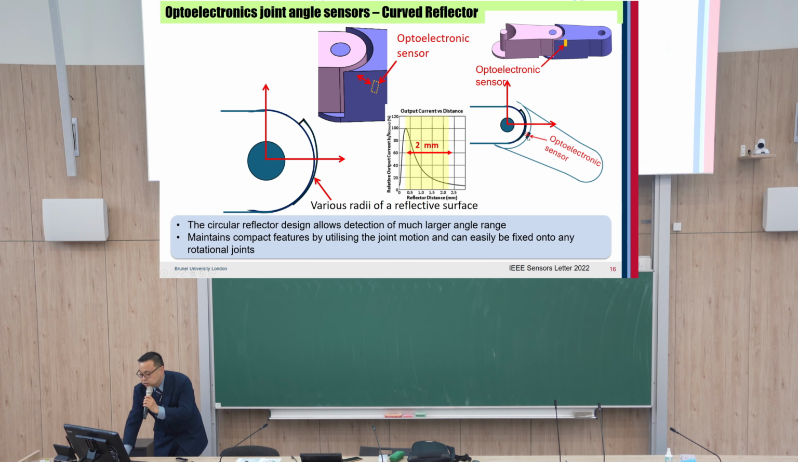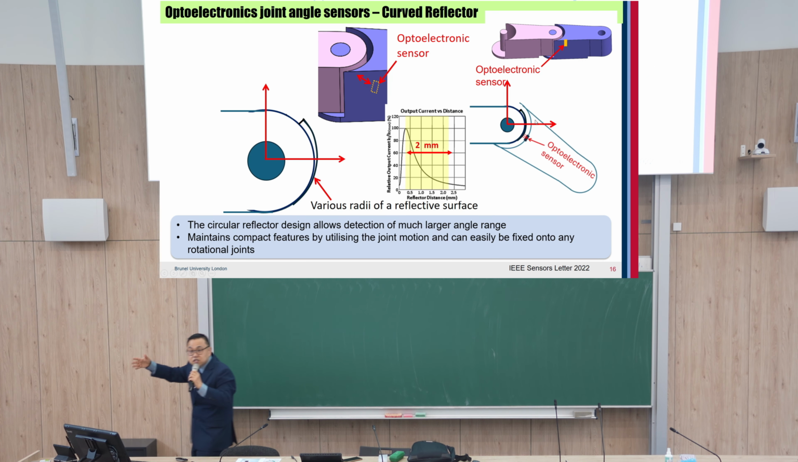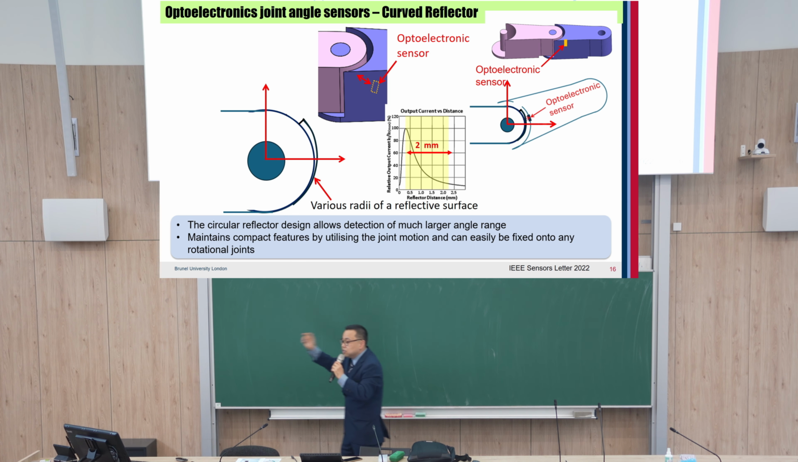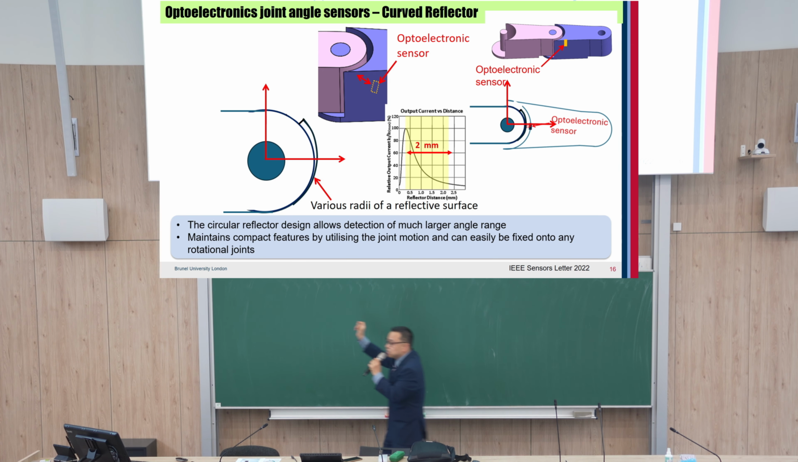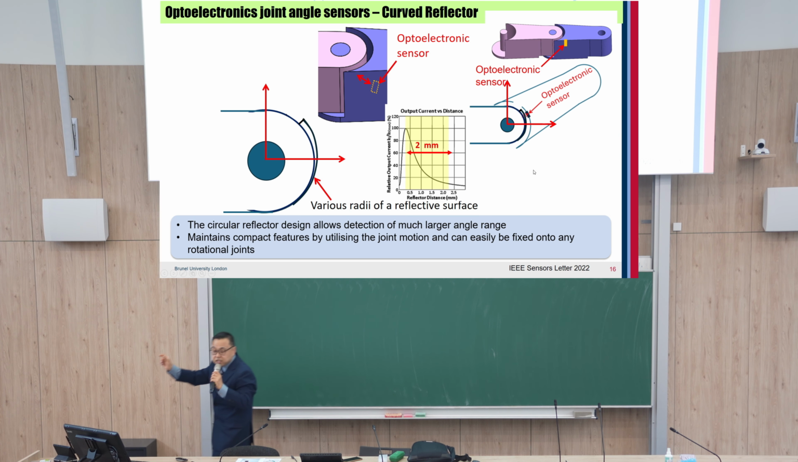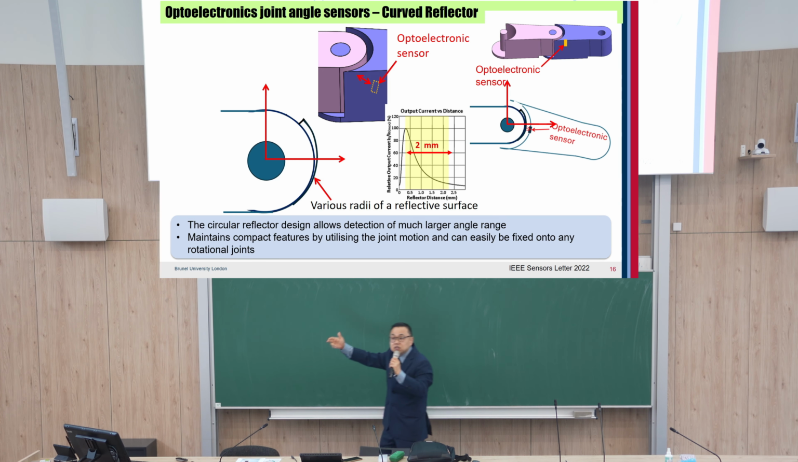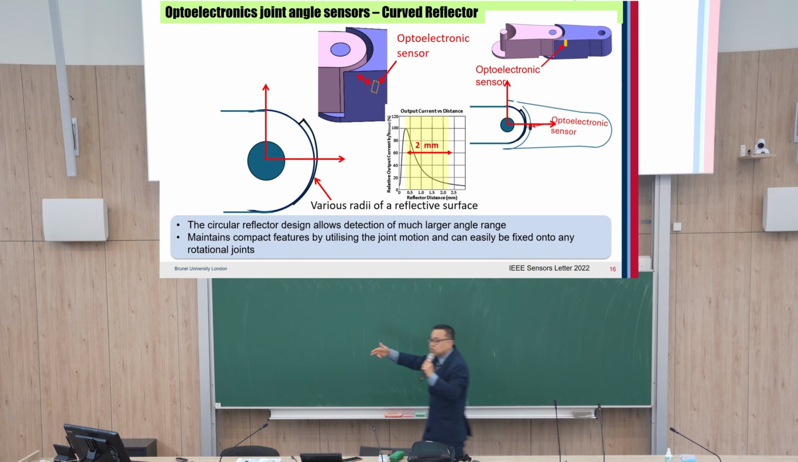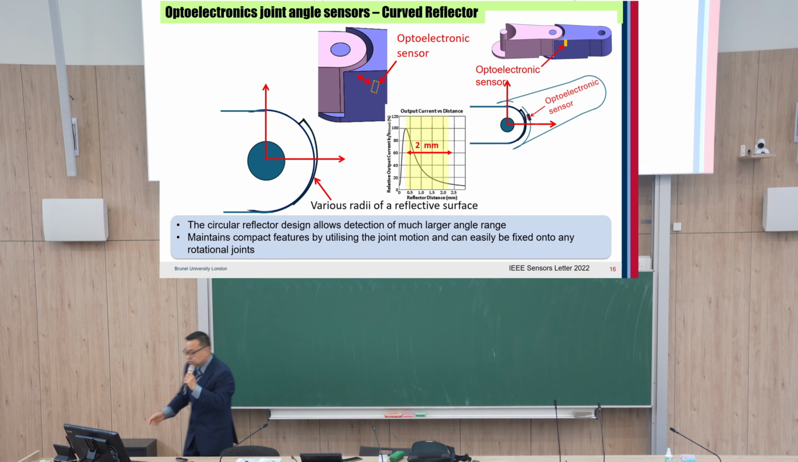So from this concept, maybe there's a robot joint, and here the robot fingertips, and we mount this optoelectronic sensor. Now we design this surface curved, not a constant radius; the radius is slowly increased. Then the optoelectronic sensor can measure the distance between this surface and the sensor. From this displacement measurement, the sensor can also measure rotational angle.